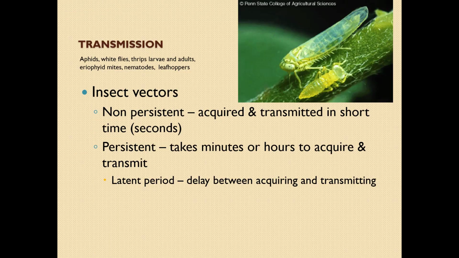So transmission can happen through aphids, whiteflies, thrips, larvae and adults, Eriophid mites, nematodes, leafhoppers, etc. And it can be non-persistent, that's acquired and transmitted in short time, usually in seconds, and then persistent. It could take minutes or hours to acquire and transmit. There's also a latent period delay between acquiring and transmitting.